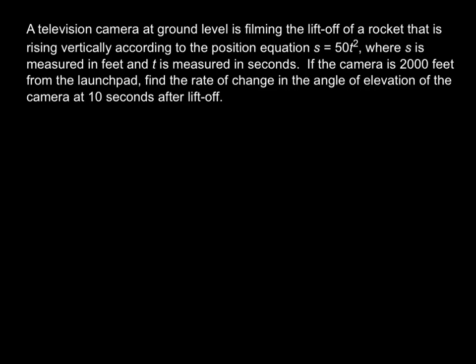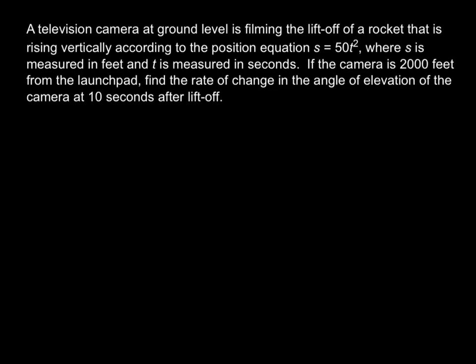So here we have a television camera at ground level filming the liftoff of a rocket that is rising vertically according to the position equation s equals 50 t squared, where s is measured in feet and t is measured in seconds. If the camera is 2,000 feet from the launch pad, find the rate of change in the angle of elevation of the camera at 10 seconds after liftoff.